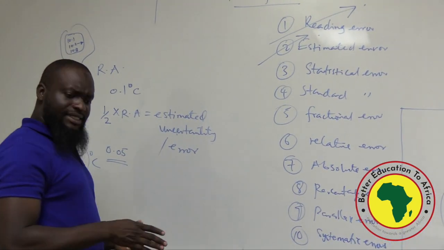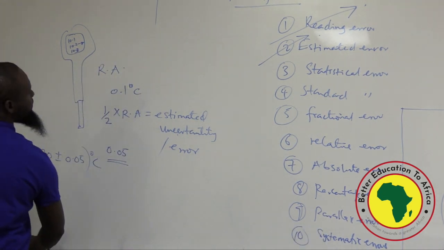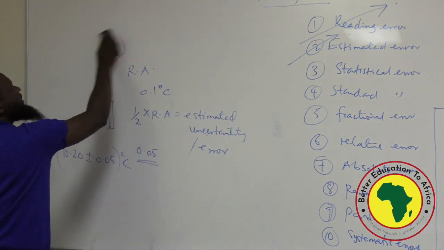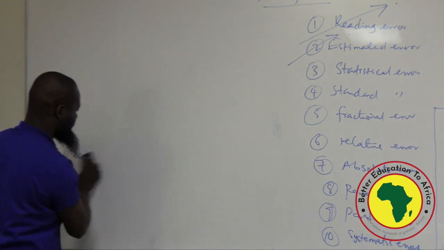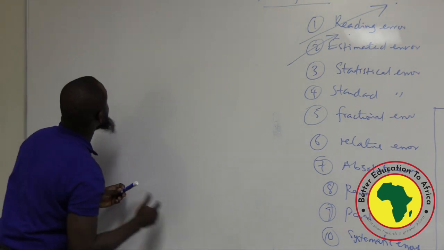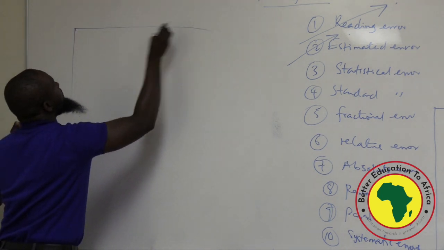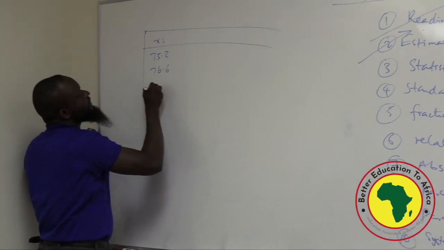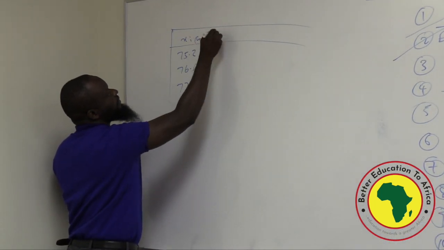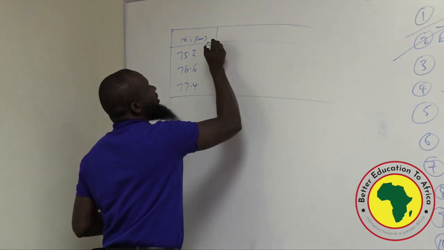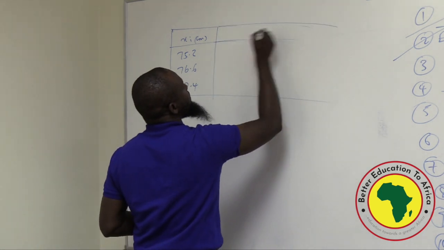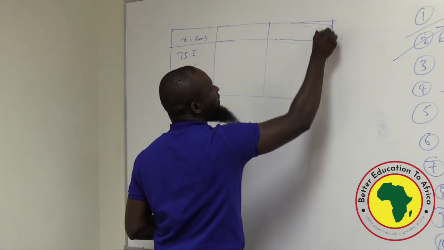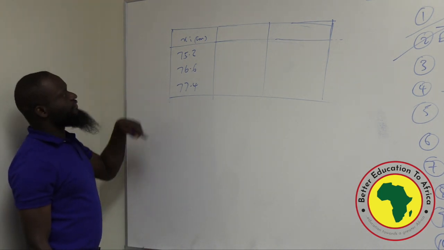Now, let's say I measured the length of this table 3 times and I got 3 different readings for the length of that table. I'm going to write the readings here on this table. I call them Xi: 75.2, 76.6, 77.4 centimeters. I want to get an error from these 3 readings. They are readings of the same thing, but different values for the same thing. So how do I get an error from this?